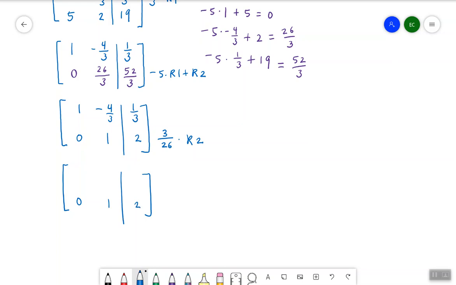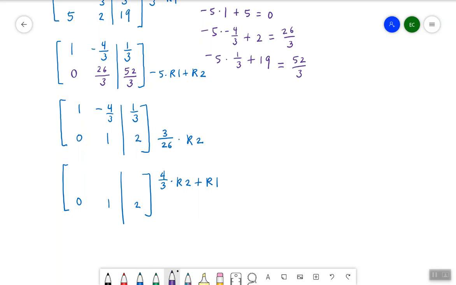The second row looks good. It's the first row that needs a little work. We need to make a 0 where the negative 4 thirds is. And the way we're going to do that is we're going to multiply the row with the brand new 1 by the opposite of the number that we want to cancel. So that means multiply 4 thirds times row 2 and then add that on to row 1.